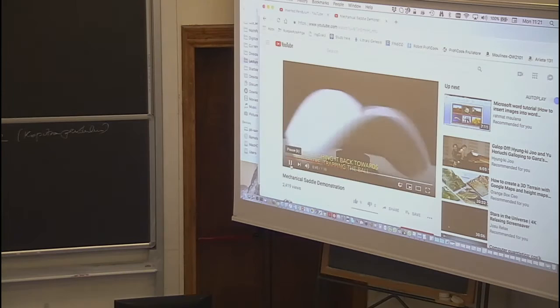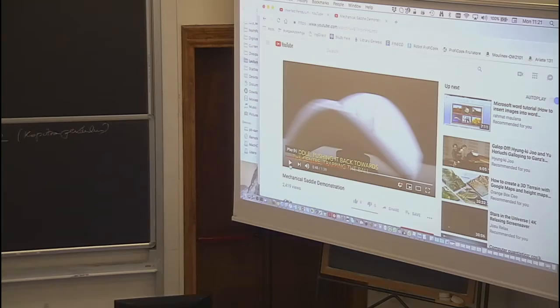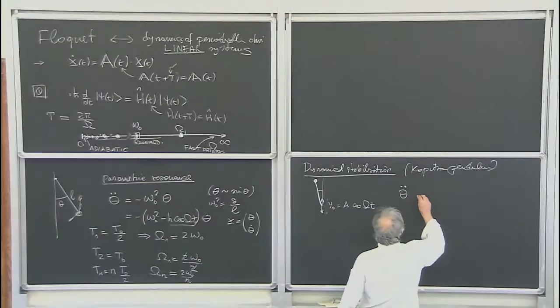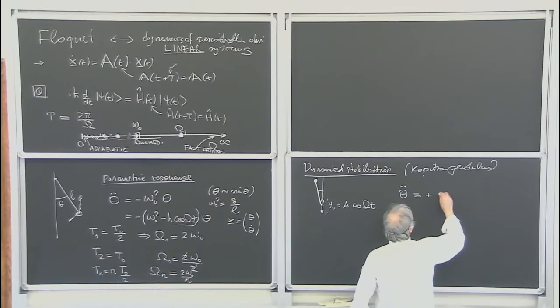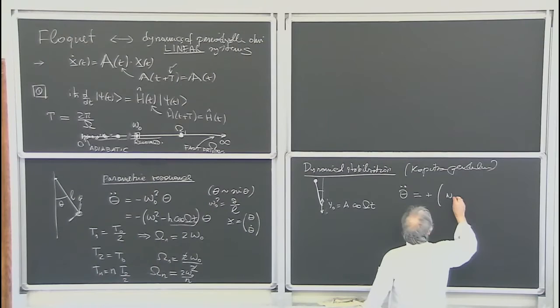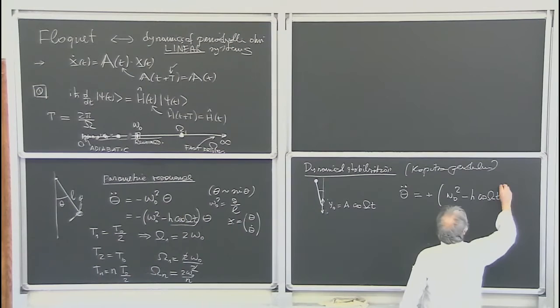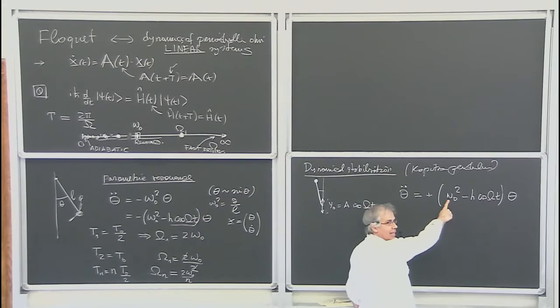So again, for the inverted pendulum, you can prove that the equation would be pretty similar to this one, except for a catastrophic plus sign here. So plus omega zero squared minus h cosine of omega t, times theta, okay? So this alone is completely unstable, okay? It's thanks to this that you can stabilize it, okay?